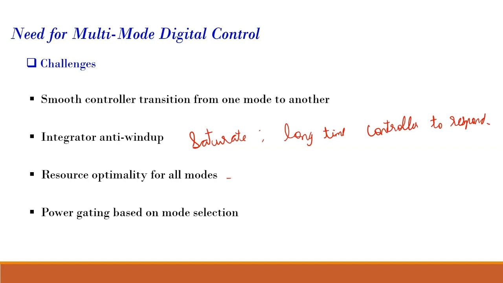Now, to come out of that saturation, your error must be very large, and when it becomes very large, it will slowly come out of that saturation. But if your error is very large, it means your controller is not operating properly.